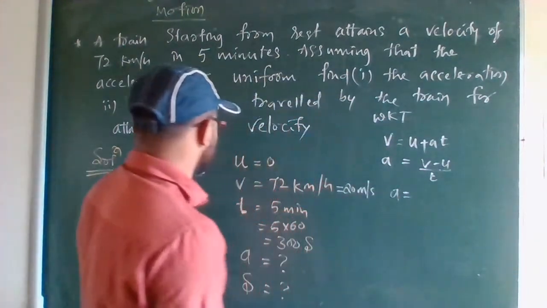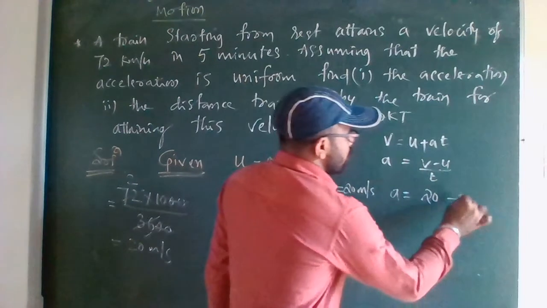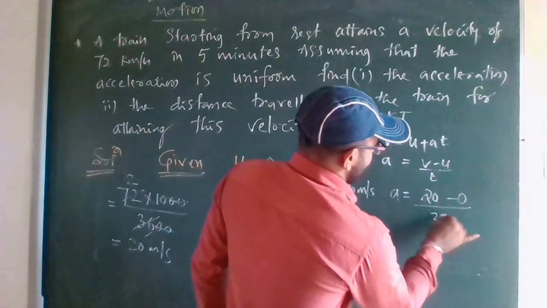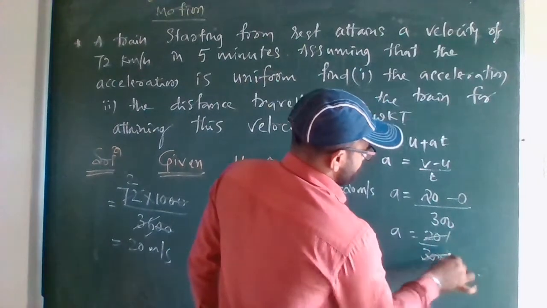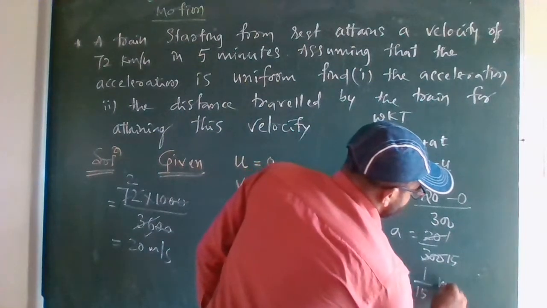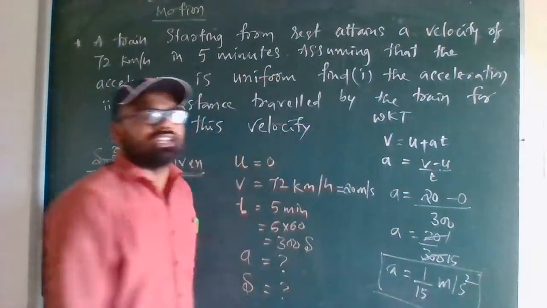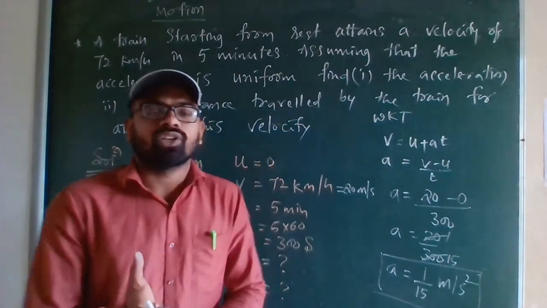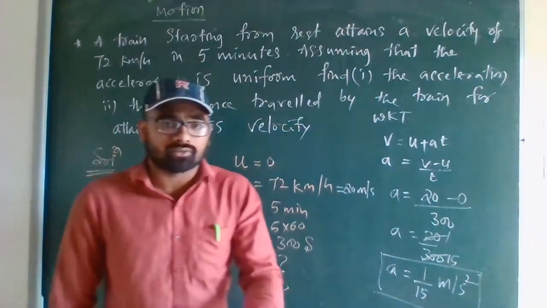So A is equal to, what is my V? 20 meter per second minus U, which is 0, divided by time. What is my timing? That is taken as 300. So A is equal to 20 by 300. That is 1 by 15. So A is equal to 1 by 15 meter per second square. The acceleration is 1 by 15 meter per second square. I hope everything is clear.